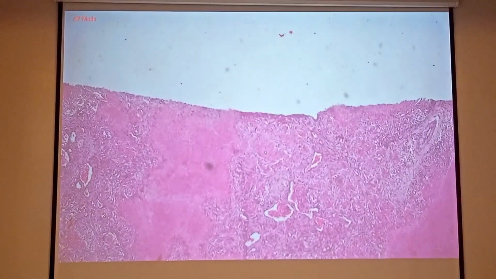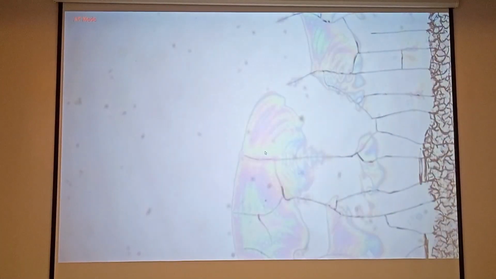Let's reserve that for something else. These are two special types or patterns of chronic inflammation. Let's discuss that last in chronic inflammation.